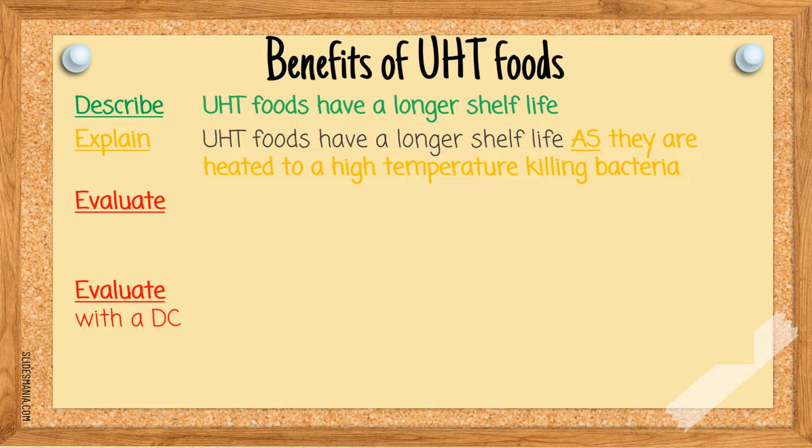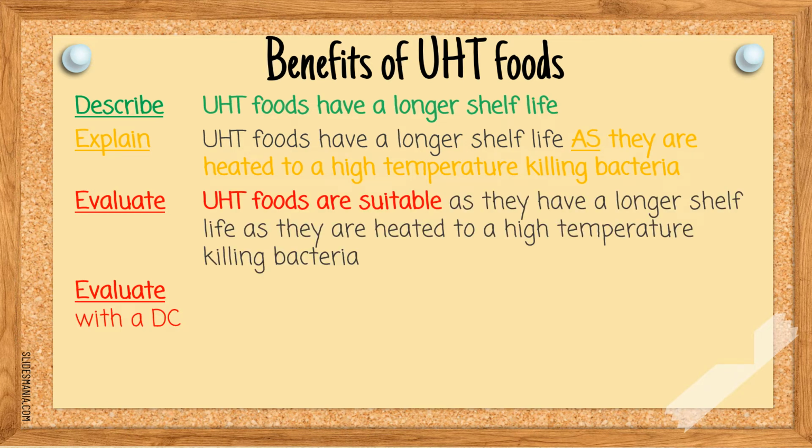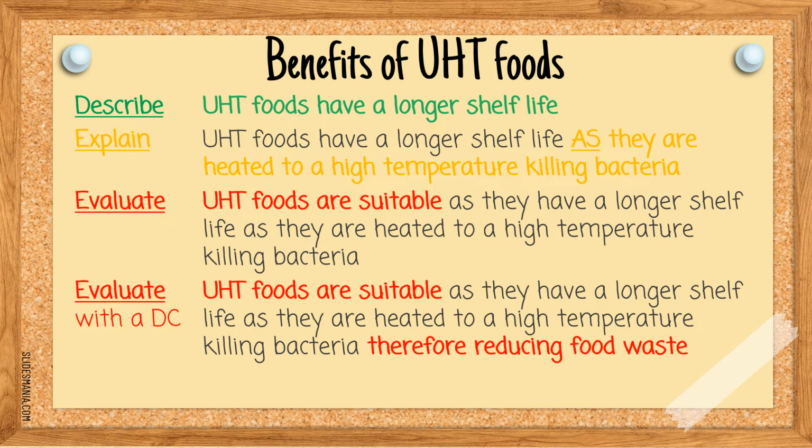If we're then asked to evaluate, we're adding in our opinion. So we're saying UHT foods are suitable as they have a longer shelf life, which is our fact, and then our consequence as they are heated to a high temperature, killing bacteria. If we then wanted to go on and gain our second mark with a developed consequence, we could stick with the same fact, opinion and consequence as we previously have done, and then state, therefore reducing food waste, which would be a developed consequence and how you get your second mark.